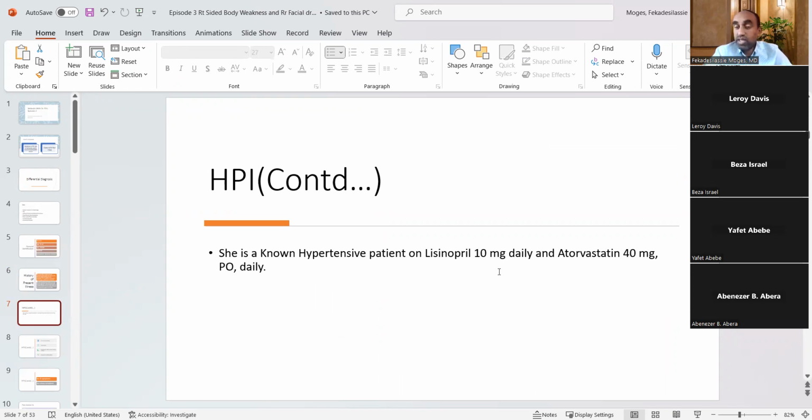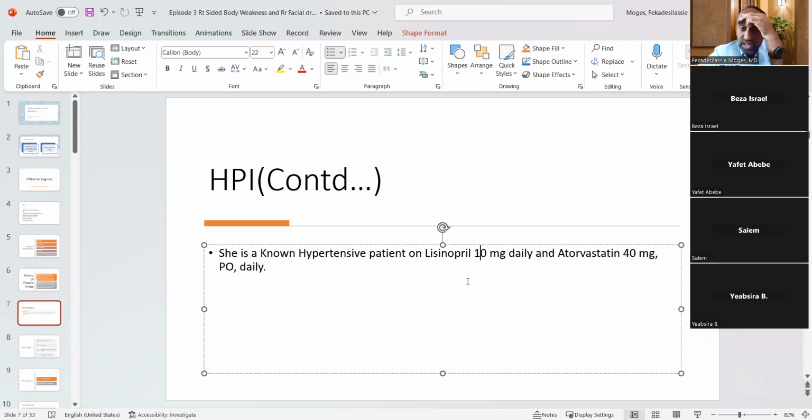So if the patient can provide that information, you can ask them what type of medication, how much is the dose, and the frequency. Always try to do that if your patient can provide that information. If they can't, they can't. And you can ask them to show you the container or the prescription or whatsoever is available. And she's on atorvastatin 40 milligram PO daily.